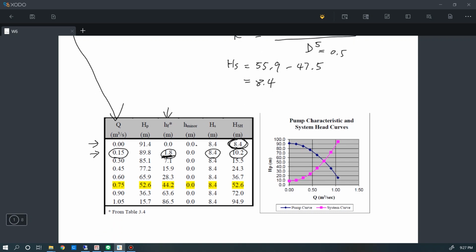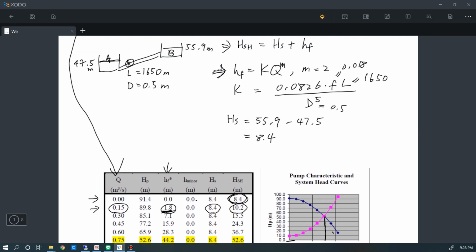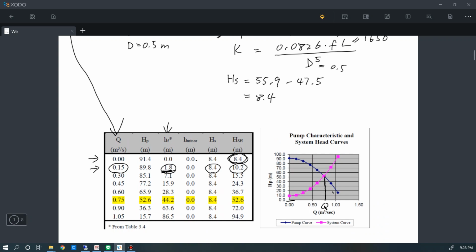Then you can plot the curve in Excel to find out the intersection between the pump characteristic line and this total energy that we need, which is the system curve, and try to find this intersection point. After you find that intersection point, we can identify the flow rate that occurs in this pipeline. So in this case, the flow rate is equal to 0.75, as we see.